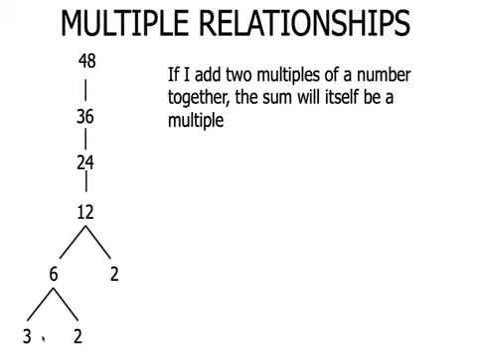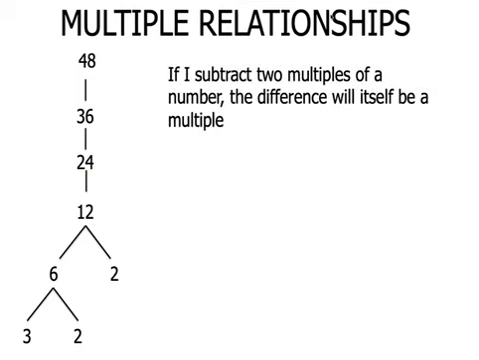Okay, let's talk about the relationships between multiples of a certain number. If I add two multiples of a number together, the sum will itself be a multiple of that number. So for instance, 24 is a multiple of 12, and 36 is also a multiple of 12. We have it right on the screen here, 36 and 24. Summed together, they make 60. Is 60 a multiple of 12? It sure is. So if I add two multiples together, the sum of those two multiples will itself be a multiple of that number.